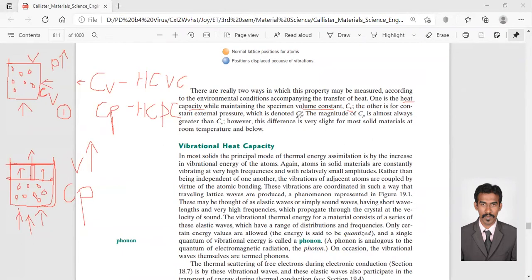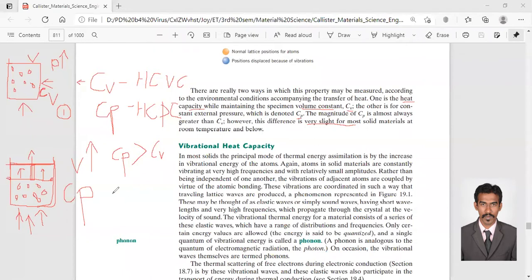Constant external pressure, which is denoted as Cp. Okay, so this is the other one. The magnitude of Cp, right? What is that Cp? Constant pressure heat capacity is almost always greater than Cv. Cv is constant volume heat capacity, right? So this Cp is almost greater than Cv. However, this difference is very slight for most solid materials at room temperature and below.